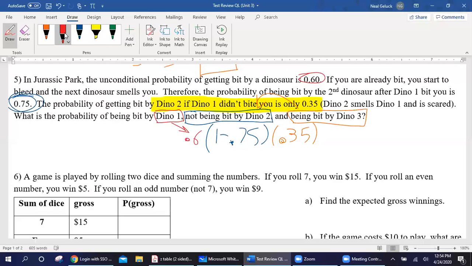And so I'm going to multiply these together. So this is 0.6 times 0.25 multiplied by 0.35. I multiply all that together, and that's going to give me 0.0525.